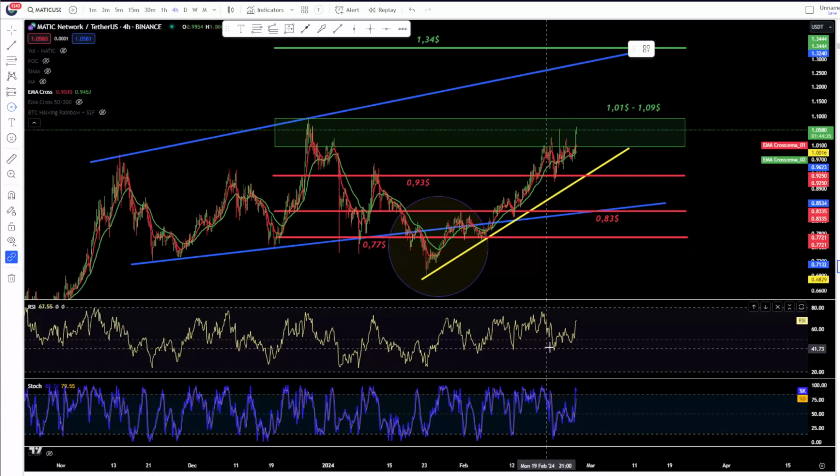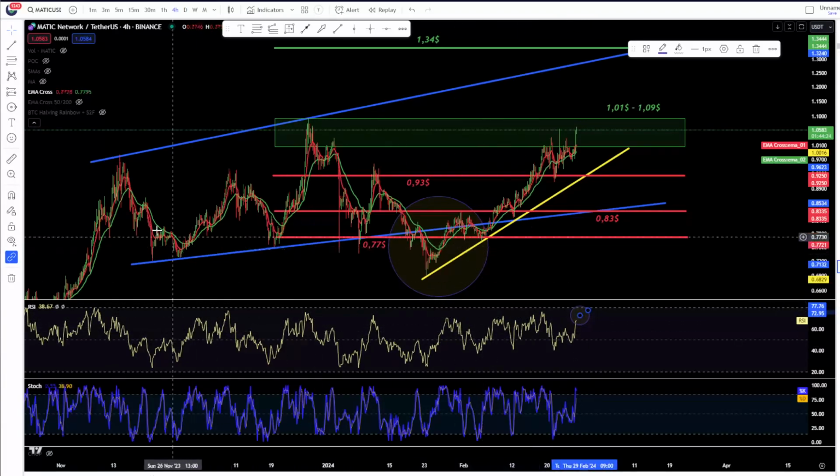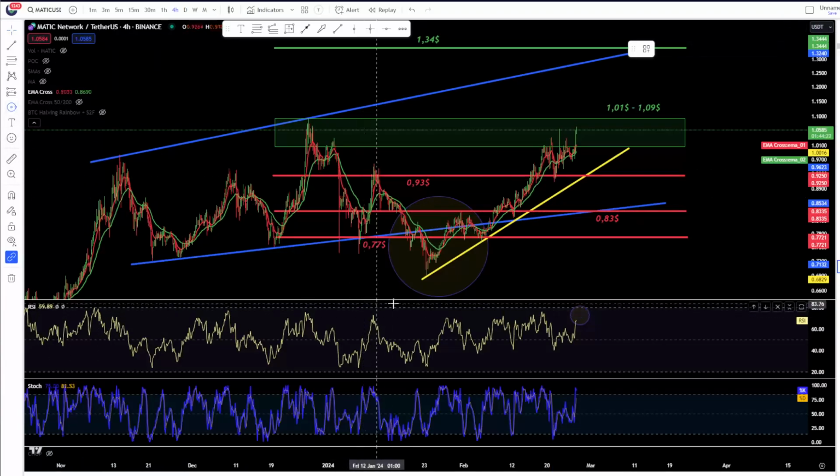Please look at the RSI indicator, because despite the increases, there is room for a potential further upward movement. While when you look at the stochastic indicator, you can see a movement above the upper limit, which often leads to a reduction in growth or a correction.